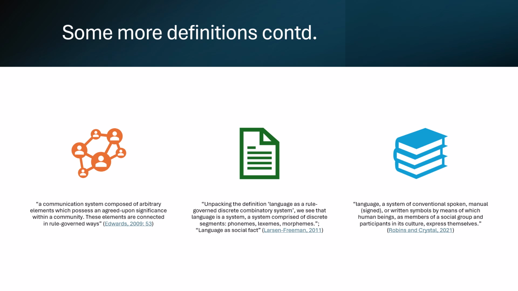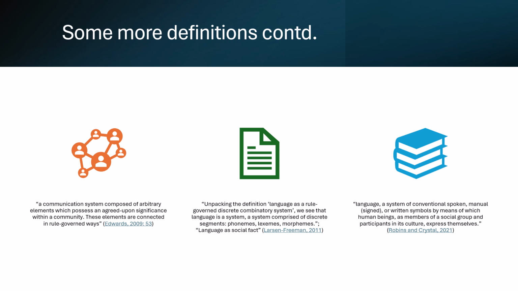So, a communication system composed of arbitrary elements which possess an agreed upon significance within a community. These elements are connected in rule-governed ways. So in 2009 again, Edwards, and again communication system. Again, you see here arbitrary elements, but agreed upon signification within a community, which is social, and elements are connected in rule-governed ways. Again, that's what makes language systematic.